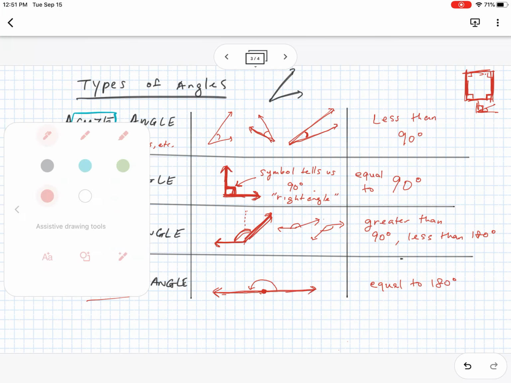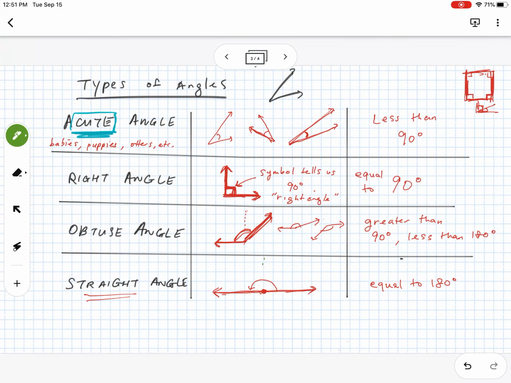Okay, so why is that equal to 180 degrees? Well, if we were to cut it down the middle, we know that this right here is 90 degrees, and then we know that this right here is 90 degrees. So two 90 degrees makes 180 degrees.